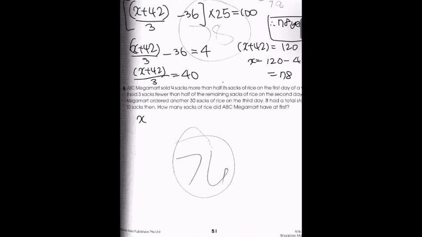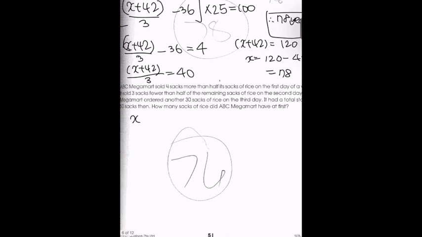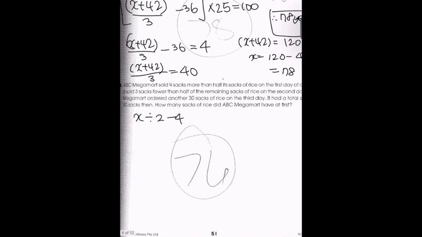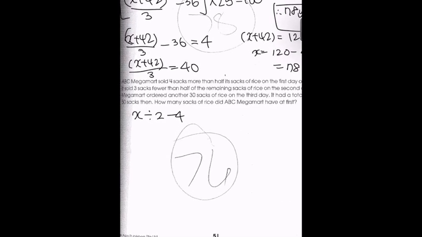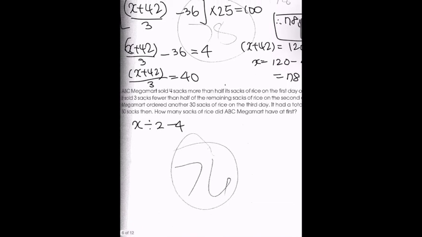And so they sold 4 sacks more than half its sacks of rice on the first day of a week. So we're going to divide by 2, and then we're going to subtract 4, since we sold 4 sacks more. Since we're selling, we're giving out, so we're losing, and so we're subtracting 4. And then it sold 3 sacks fewer than half of the remaining sacks of rice on the second day. So this much would be the remaining rice.